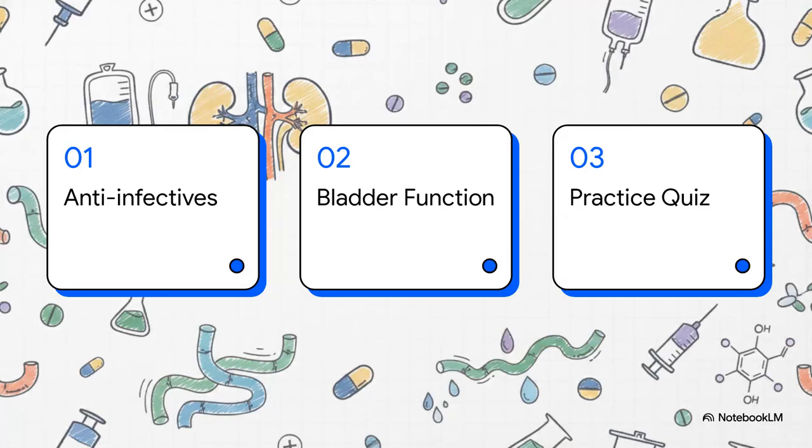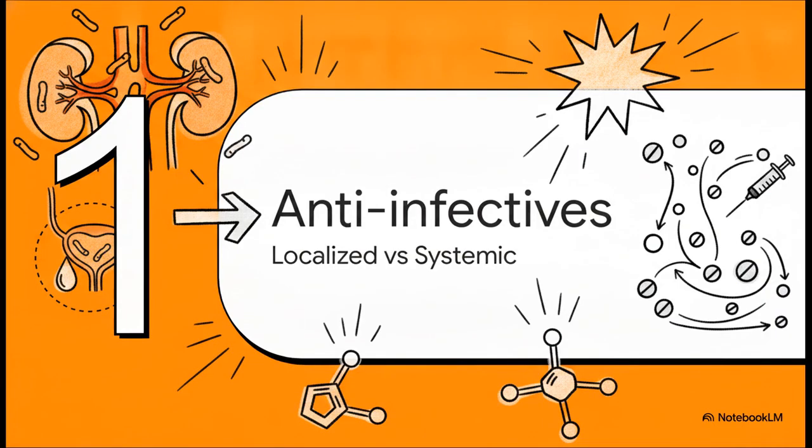All right, let's take a quick look at our agenda for today. First up, we've got localized versus systemic anti-infectives. Then, we'll dive into bladder function and some severe cases. And finally, we'll wrap it all up with a high-yield practice quiz. Okay, let's jump right into Section 1, localized versus systemic anti-infectives.